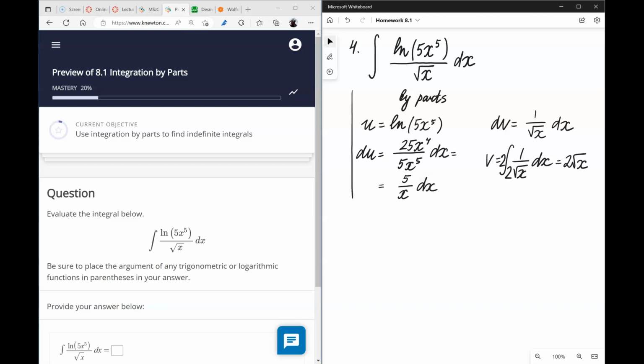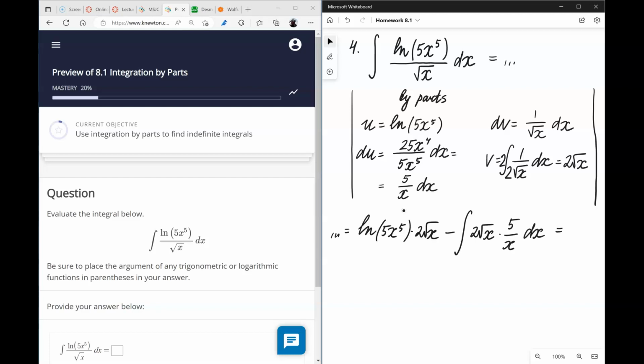So now we're going to put it all together. So let me separate this. So we're going to do uv, so ln of 5x to the 5 times 2 square root of x minus integral of v du, and after simplifying it, so let me rearrange this. After simplifying and taking out the coefficient and reducing the powers, we have this.